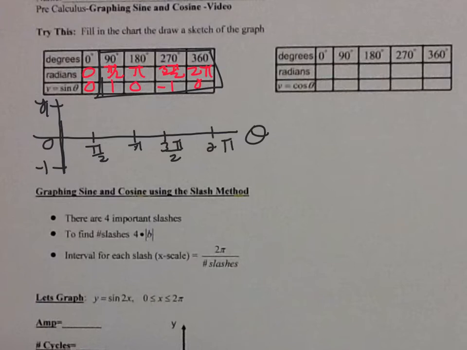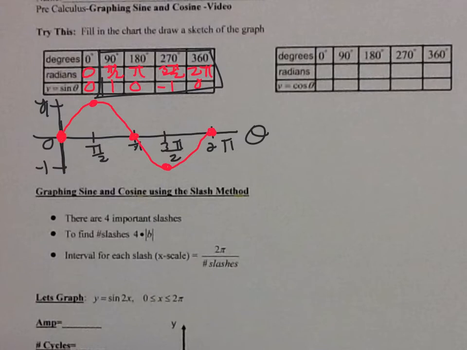Okay, so for 0 degrees, my y value is 0. Pi over 2 is 1. Pi is 0. 3 pi over 2 is -1. And 2 pi is 0. So this is a curve. It's not going to be pointed at the top. It's rounded. It's like hills and valleys. So that's my sine curve.